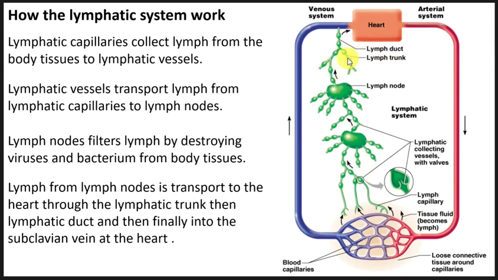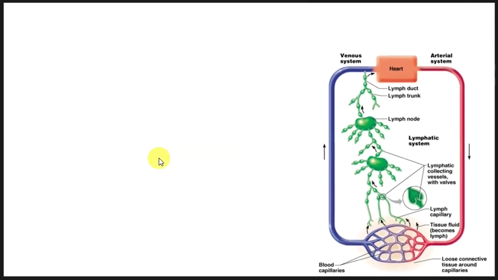Even this one is a lymphatic tract. So these lymphatic tracts join to form the lymphatic duct or lymph duct. This one will join here where the subclavian is, and then it enters the blood stream. So this is why we are saying lymph from lymph nodes is transported to the heart through the lymphatic tract, then lymphatic duct, and then finally into the subclavian vein at the heart. That's how it works.